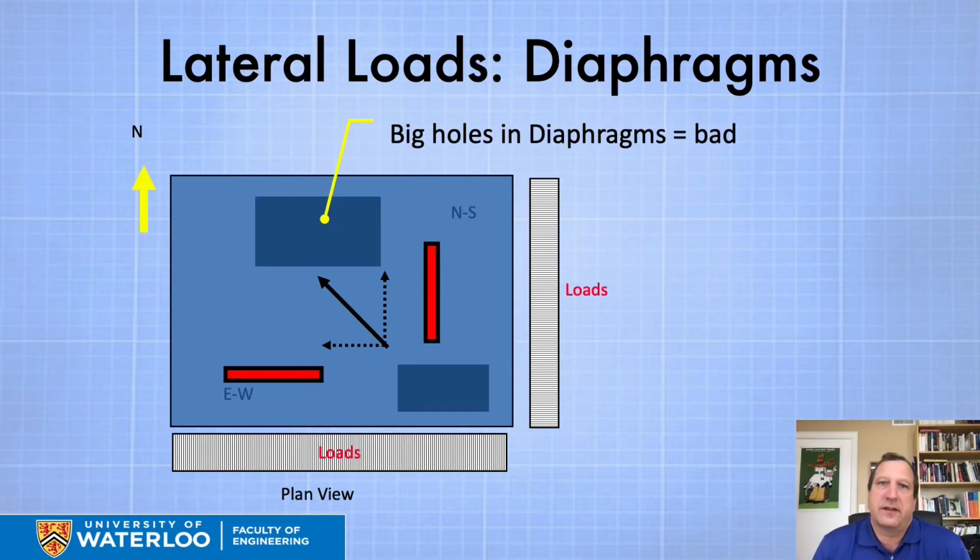For that reason, it's a challenge if you have a large hole in your floor caused by an atrium or a skylight in a roof. If the hole gets too large, that horizontal diaphragm gets either too weak or too flexible. And so that's always something that needs to be managed when we are designing a structural system for a building.